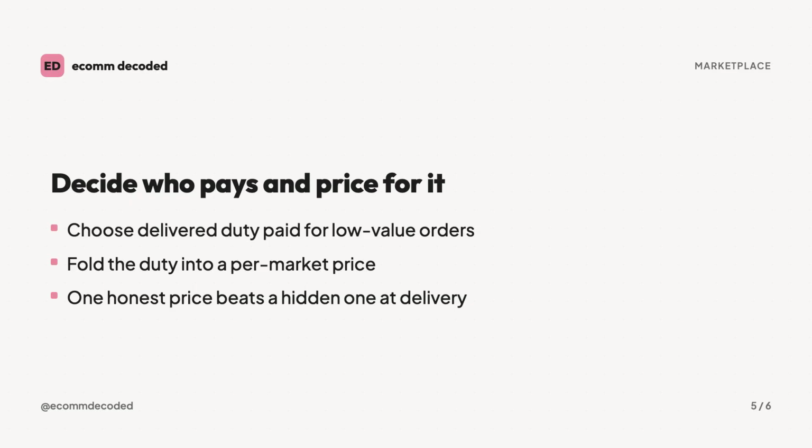Then price for it per market. Shopify now lets me set market-specific prices that fold the duty into the number a buyer sees. So a shopper abroad reads one honest price instead of doing customs math in their head. The store that hides the duty looks cheaper for a second and loses at the door. The store that builds it in wins the second order.